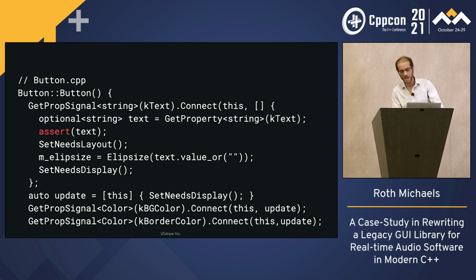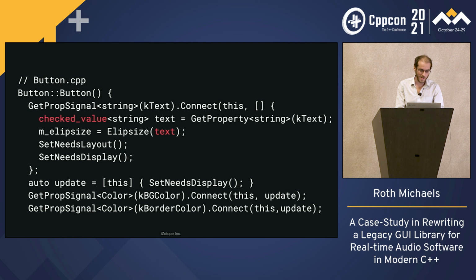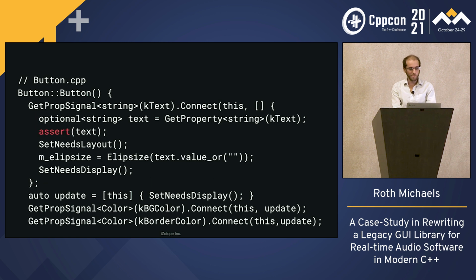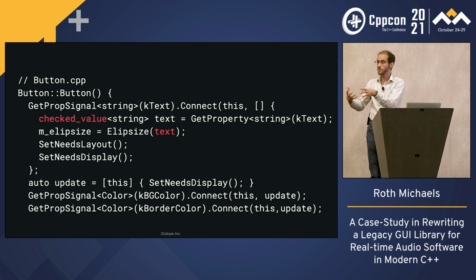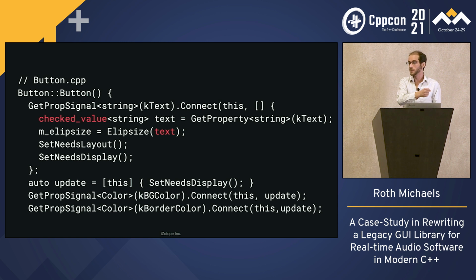Now, that's not exactly how it's spelled in our legacy code base, because we weren't using optional at the time. I'm not sure if even boost optional existed at the time, but there's this thing we had, CheckedValue, that essentially wraps up the assert and the value_or. So this CheckedValue type, when we pass it the text to ellipsize, if it is empty and an invalid CheckedValue, it will assert and then just return a default constructed object. So you'll get an empty string in this case if you screwed up and passed Bob instead of kText, for example.